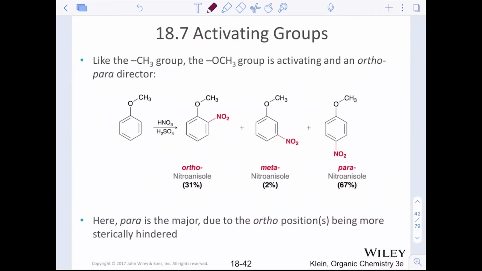Like the CH3 groups, the OCH3 groups are activating and still ortho-para directors, okay? Here the para is major, and that's just due to the ortho being slightly more sterically hindered, right? We got this methyl group before, we only had CH3s, so it's just that extra step out. What you would need to know is that ortho and para are the only products that we get when we have an activating group on our benzene ring.